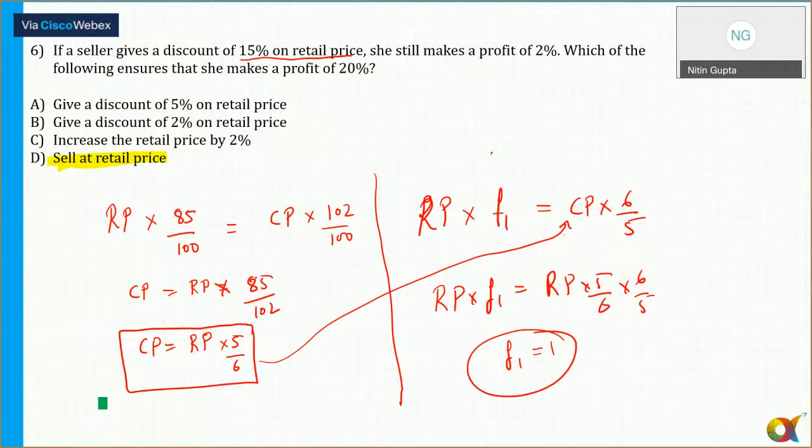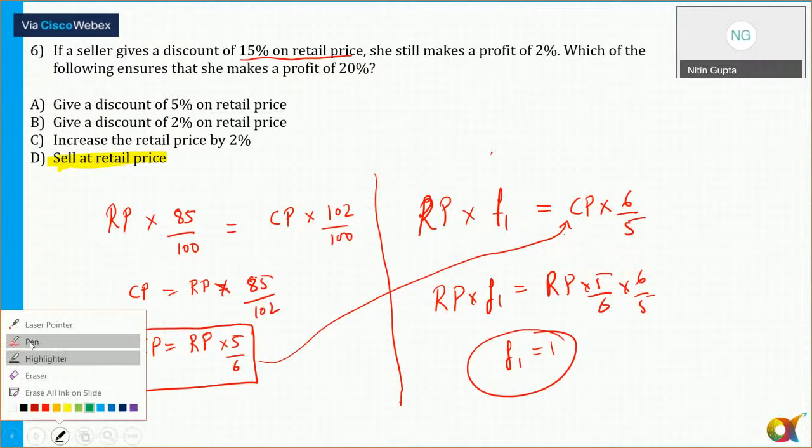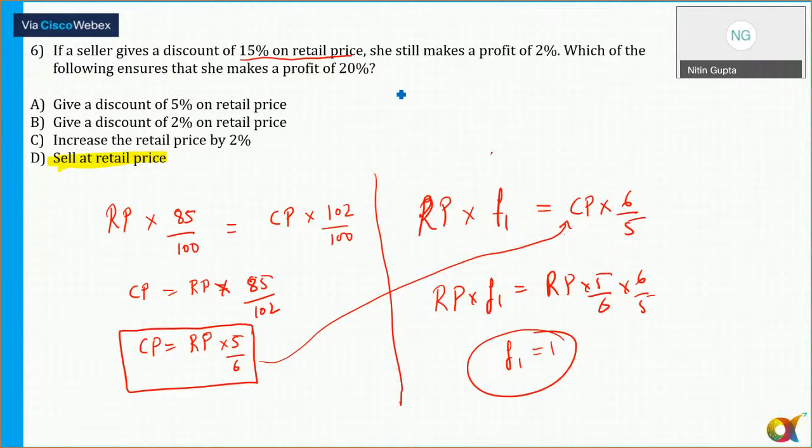Let's see if we can solve it by assuming something as 100. Avinash is asking, can we solve it by taking retail price as 100? Let's say my retail price is equal to 100. If the seller gives a discount of 15%, the selling price is equal to 85. Even in that case, there is a profit of 2%. So what is the cost price?